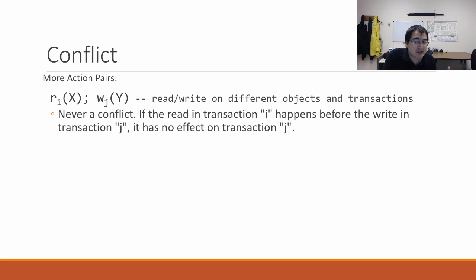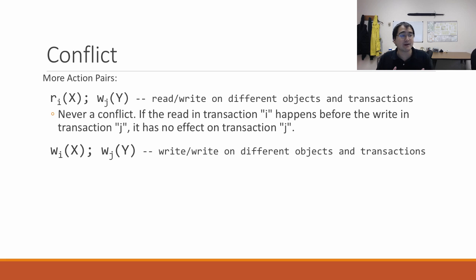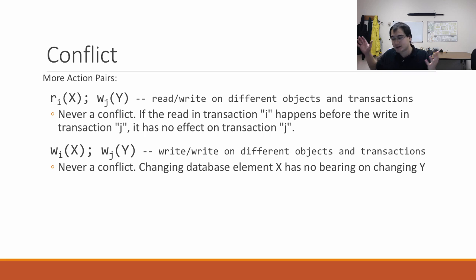If I read in one transaction and write in a different transaction to two different objects, I don't have to worry. All right, what about this? What if I write to the table students in one transaction and I write to the table employees in a different action? Will these ever conflict? No, right? Changing one element over here will not affect changing a separate element somewhere else. Which write comes first doesn't matter, because one write will not affect the other.